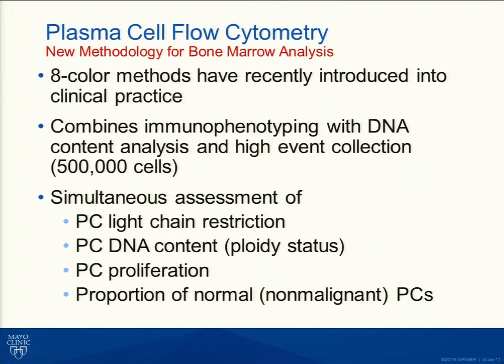Well, we have a method which we introduced a couple of years ago, which is an 8-color flow cytometry method, which combines basically light chain expression, surface antigen immunophenotyping, and DNA content analysis with high event collection to simultaneously assess plasma cell clonality through light chain restriction and phenotype, and plasma cell DNA content, and importantly also to estimate the number of normal or non-malignant plasma cells, at least in their relative proportion to the abnormal plasma cells, because it looks like this is also an important biomarker for these patients.